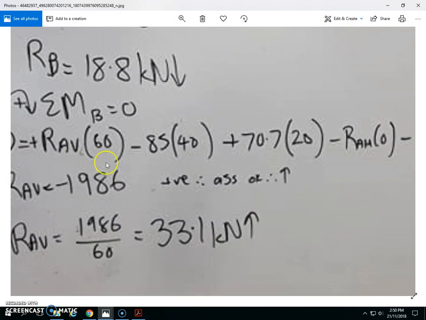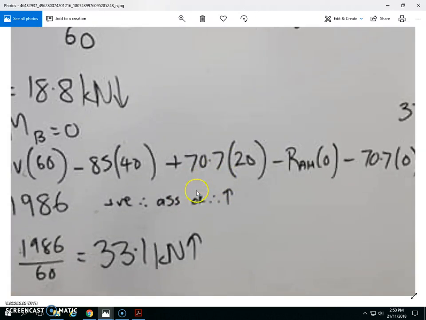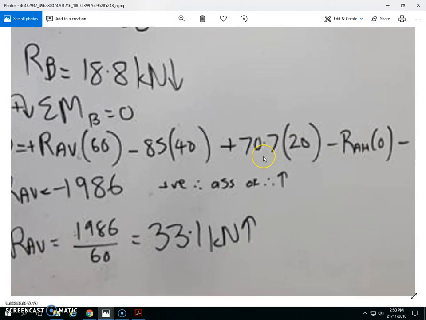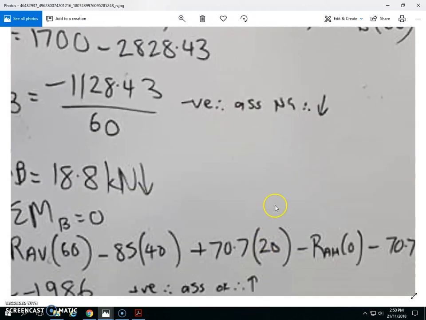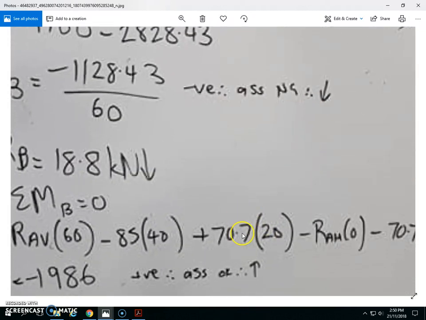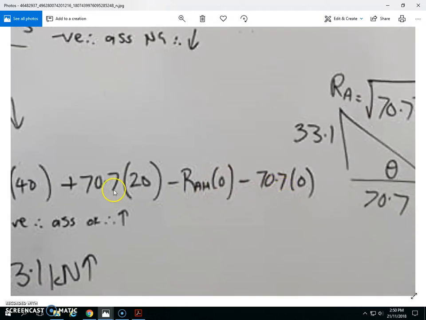What we've got is all of our forces. We've got RAV, we've got 85. This time around I haven't used the perpendicular distance. This time I've used the components. So I've said that instead of using 100, I've said 100 sine 45, 100 cos 45. I've just done that here already.